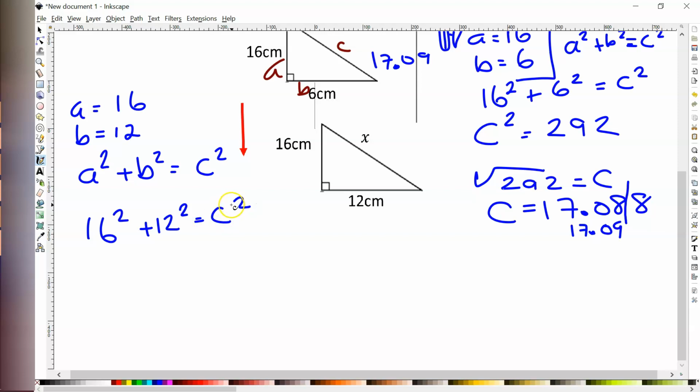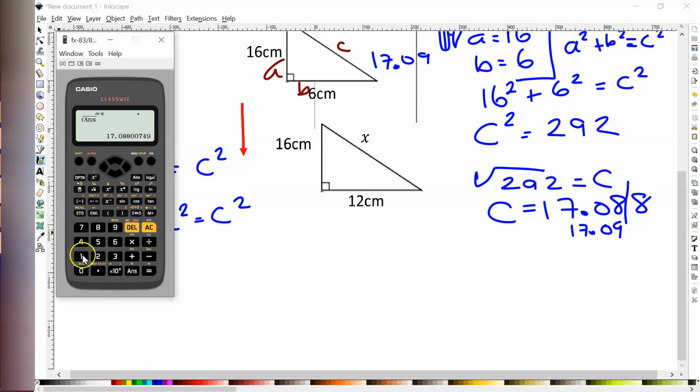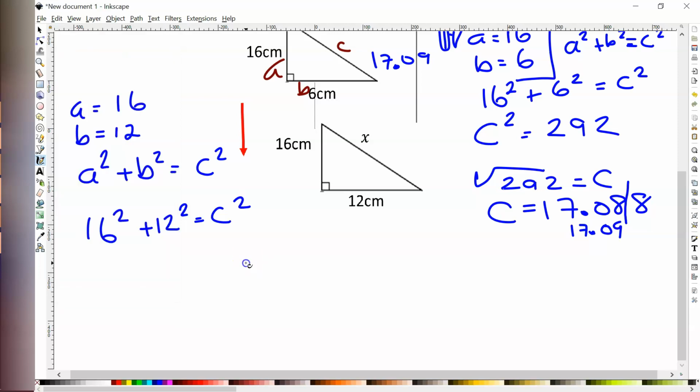Now we know what 16 squared is, but we'll just go with our calculator because we want to be efficient with using our calculator. 16 squared plus 12 squared gives us 400. So C squared equals 400. So what two numbers, when you multiply them together, give us 400?